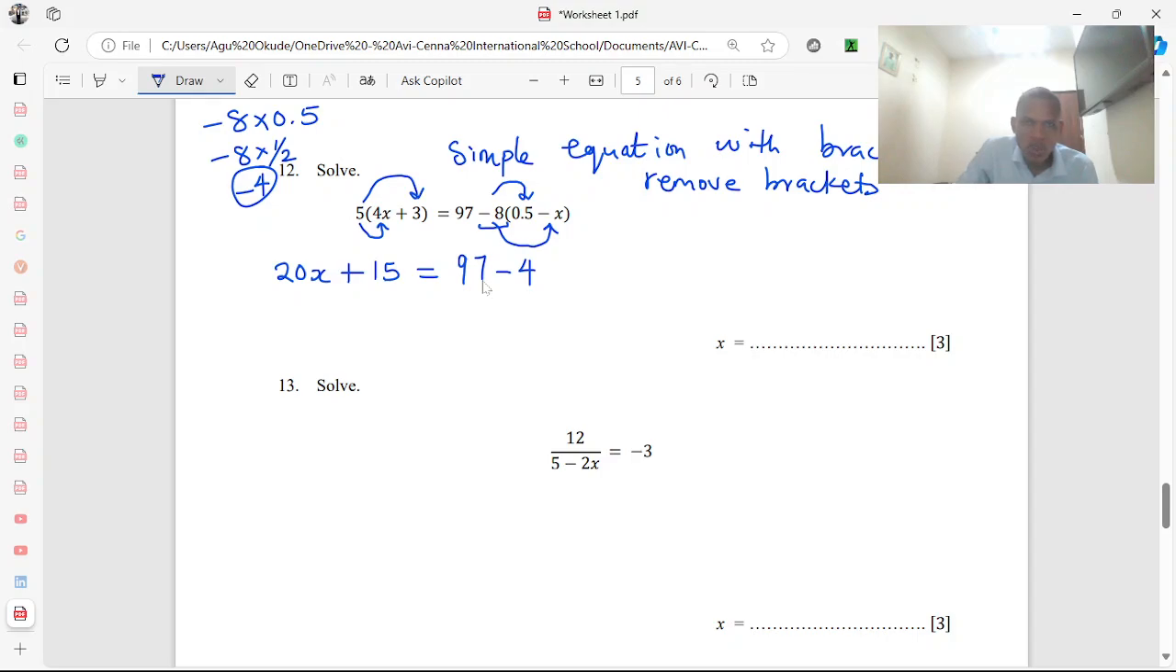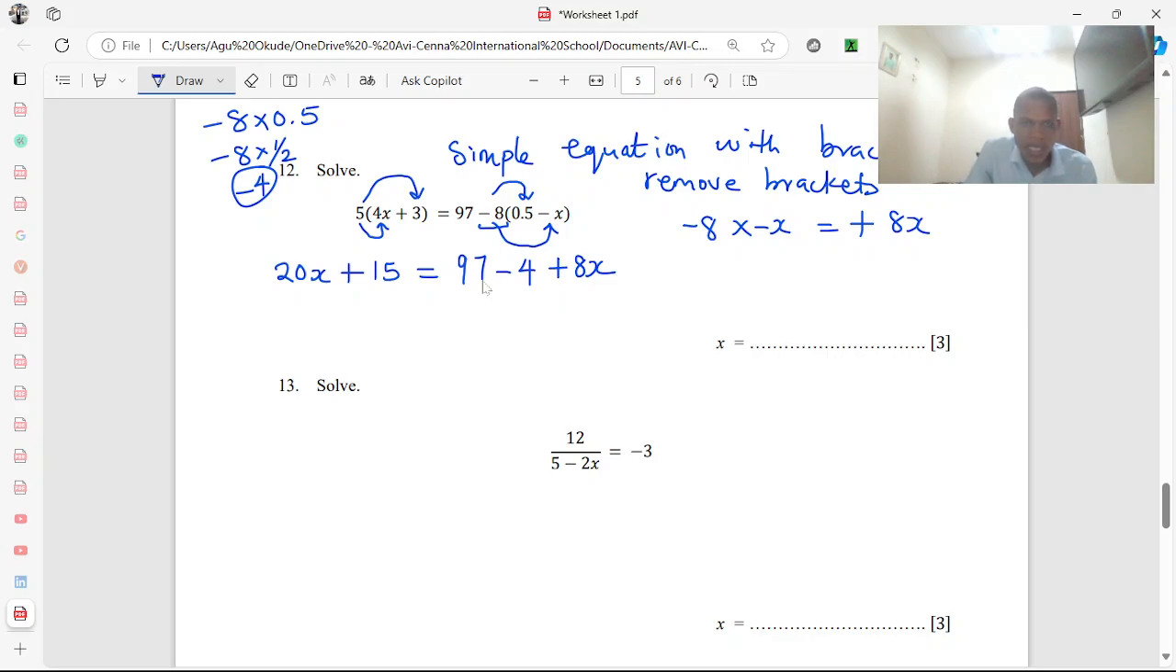I've done the first one. Now I'm doing -8 times -x. Minus times minus is a plus, so plus 8 times x, that's 8x. So I have plus 8x. Now be very careful with the sign to avoid mistakes.